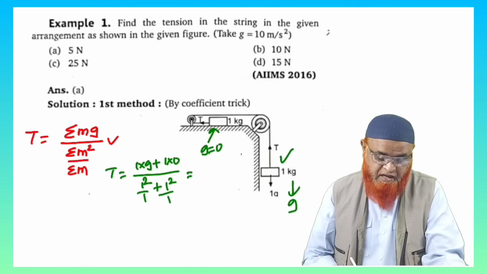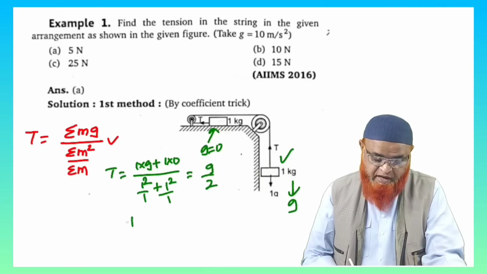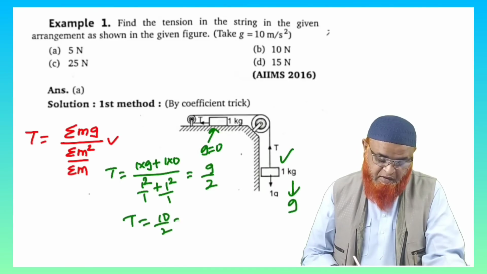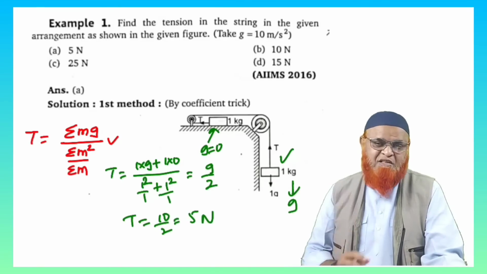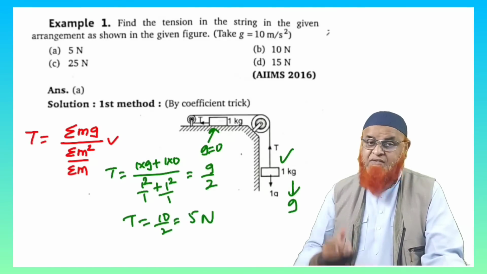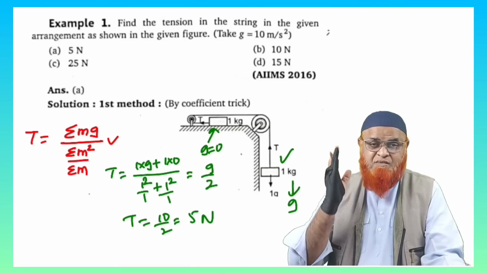So if you calculate here, 1 into g, finally getting g by 2 here, which is nothing but tension is 10 by 2, which is 5 newtons. So this is an excellent shortcut here where you are going to solve the problem in fraction of seconds. Even if you are an expert, you will do the problems without pen and paper.